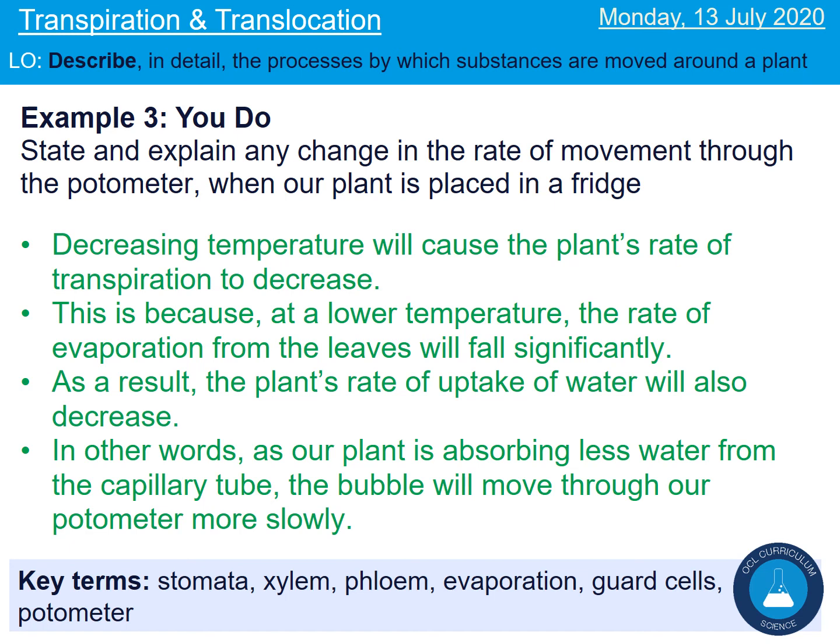In other words, we can see that placing our plant in the fridge decreases the temperature, causing the rate of transpiration to also fall. We can explain this because if our temperature is lower, we'll see a decreased rate of evaporation from the leaves, and if we have less evaporation taking place, then the rate of uptake by the plant's roots will also decrease. This means then, if our rate of uptake has fallen, the bubble will move more slowly through the length of the potometer's capillary tube.